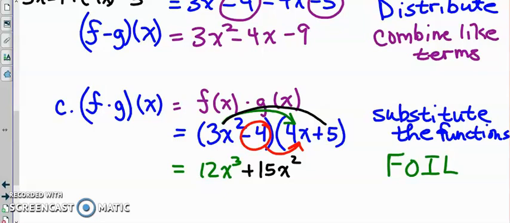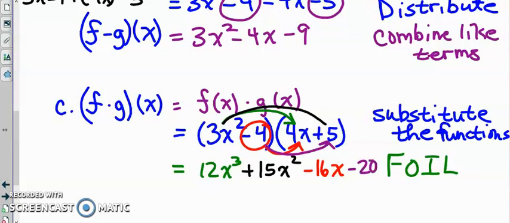So negative 4 times 4x is negative 16x. And then our last part is negative 4 times 5. So negative 4 times 5 is negative 20. And that's it, guys. That's all we did.